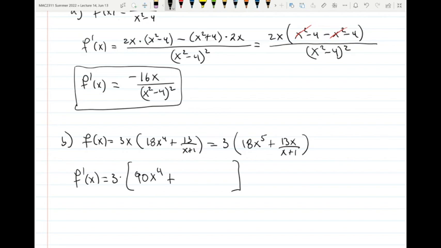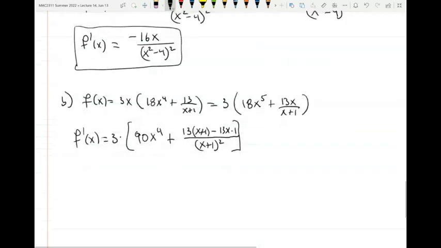And now what do we do for the second one? The quotient rule. Okay, let's go. Derivative of the top? 13, times the bottom, minus the top, times derivative of the bottom. What's the derivative of the bottom? 1, over bottom squared. Do you understand this? Any questions?